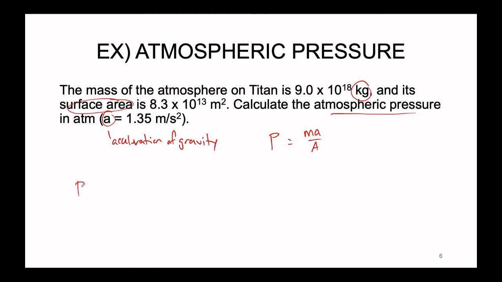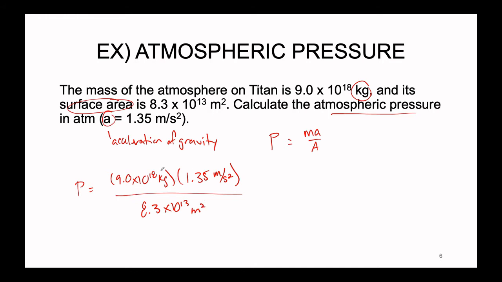All right, so I'm going to rewrite that over here so I have space to actually work. Pressure is equal to the mass of the atmosphere, which is 9.0 times 10 to the 18 kilograms. We're going to take this and multiply it by the acceleration, 1.35 meters per second squared. And we're going to divide all of this by the surface area of the planet, which is 8.3 times 10 to the 13 meters squared.